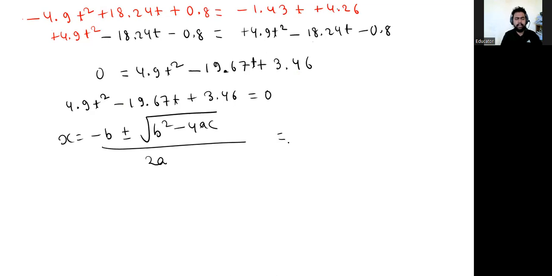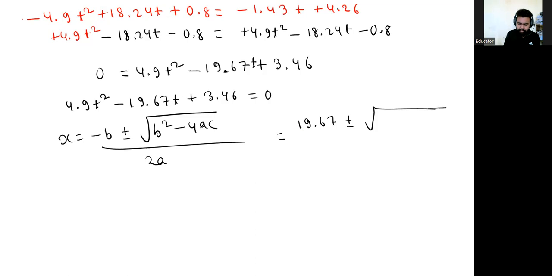So let us try to understand. Negative b, so that would be positive 19.67 if I'm putting b over here. Now positive and negative will come. Let us calculate b square minus 4ac. So b square, that means 19.67, like negative 19.67 square.